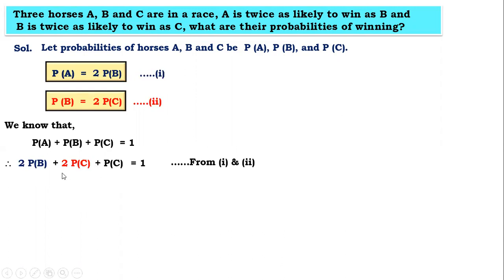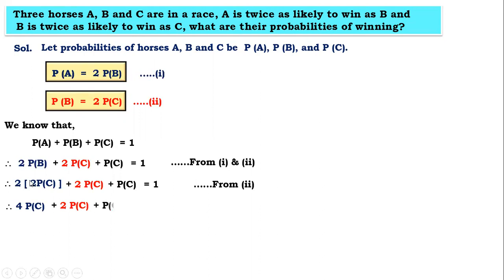If I have to solve this entire equation, I need to get rid of this P of B and convert it into P of C somehow. So how do we do it? Look at equation number 2 again. This 2, we will leave as it is. P of B, we know, is twice P of C from equation number 2. So I'll write 2 into twice P of C plus 2P of C plus P of C is equal to 1. Now let us solve it further. 2 into 2 gives me 4. 4P of C plus 2P of C plus P of C is equal to 1.